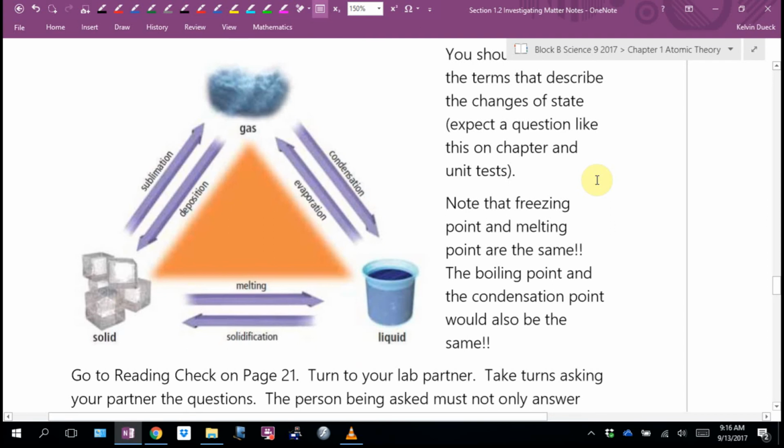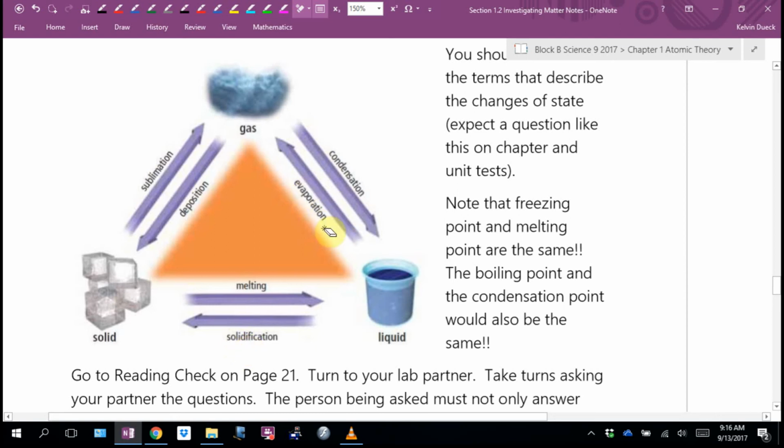Note that freezing point and melting point are the same. Evaporation point and deposition point are the same. All the temperatures for each are the same. Some of these words, Cleo, you know. I know what melting means. I think most of you do. And I can figure out what solidification means because what's the first part of the word? Got that, going from a liquid to a solid.